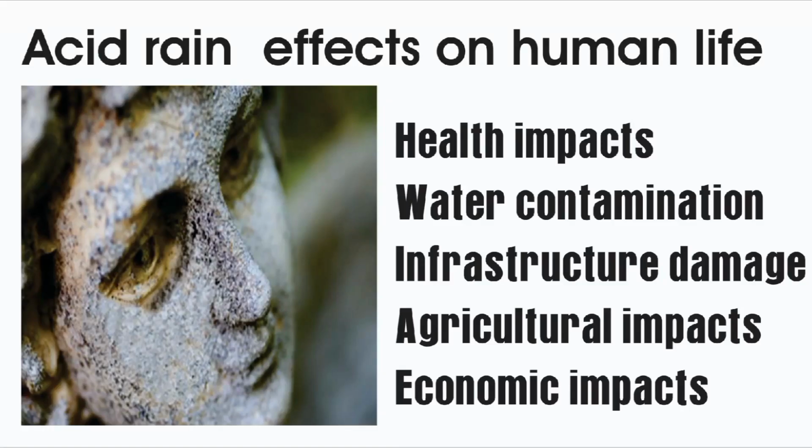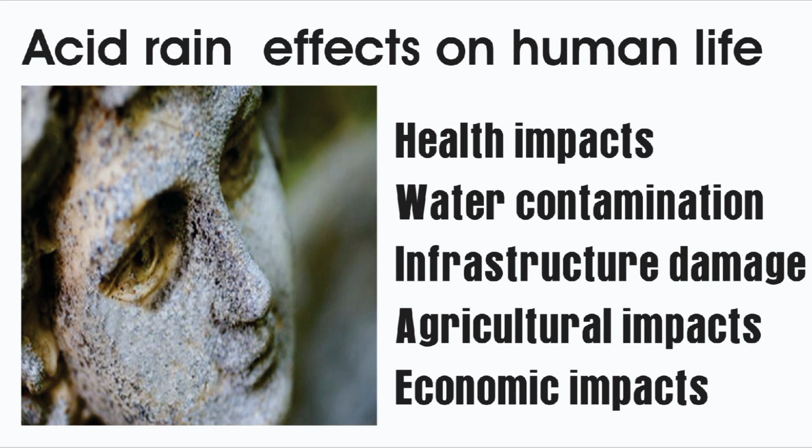Acid rain can have several effects on daily human life, including health impacts. Acid rain can lead to respiratory problems in humans, including bronchitis, asthma, and other lung diseases. It can also worsen existing health conditions, particularly in vulnerable populations such as children, the elderly, and those with pre-existing respiratory or cardiovascular conditions. Water contamination. Acid rain can contaminate drinking water sources, making them unsafe for consumption. It can also impact waterways and aquatic ecosystems, making them unsuitable for fishing and recreation.